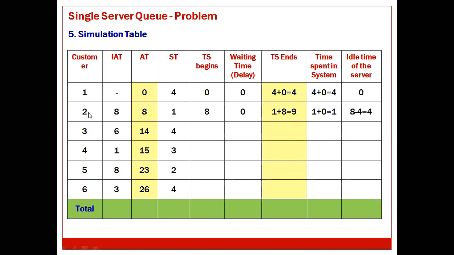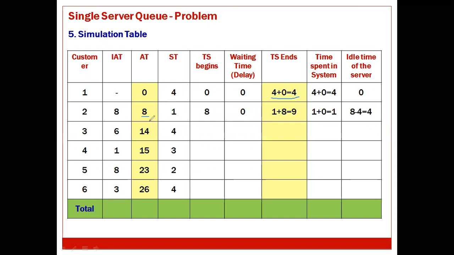Okay, so let's go with the next one. We have to calculate the second row. We know what is IAT, what is AT, what is ST. Now we will have to find out the time service begins. So how do we know the time service begins? For the first one, you know it is 0. So for the second one, how do we know at which time it starts? You will have to consider time service ends of the previous customer and the arrival time of the current customer.